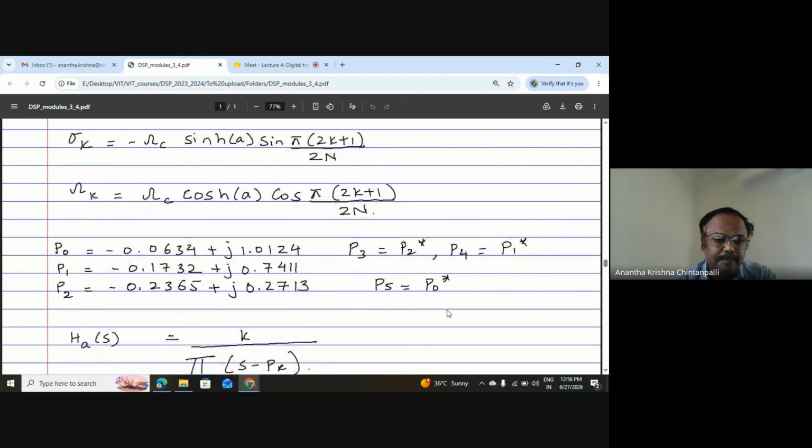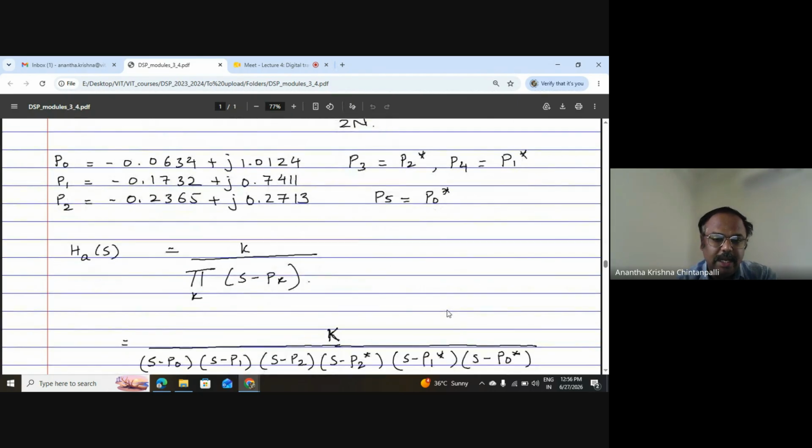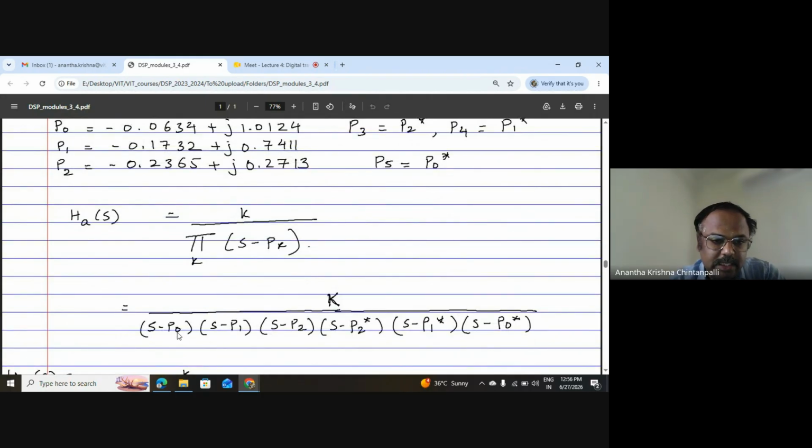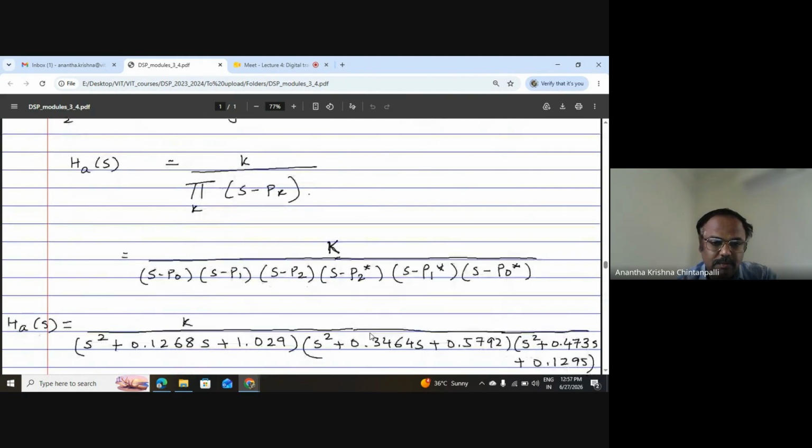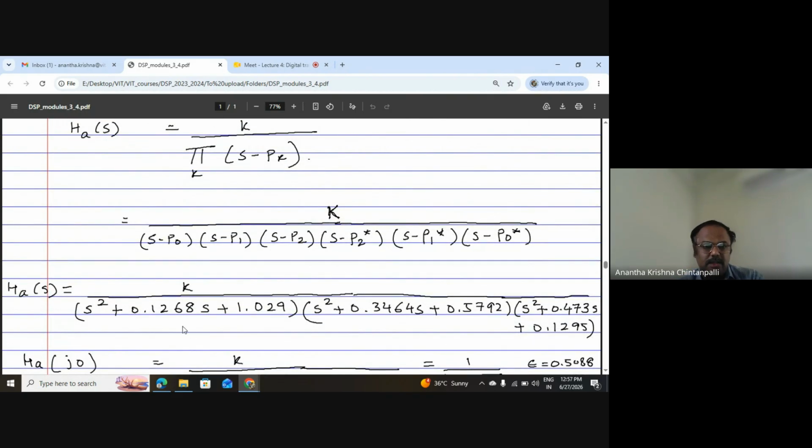Then finally, H of s is equal to K divided by s minus p naught and its conjugate, s minus p1 and its conjugate, s minus p2 and its conjugate. So you fill in the values and expand it. You get three separate quadratic expressions. Then finally the K is there. So now you need to determine the K.